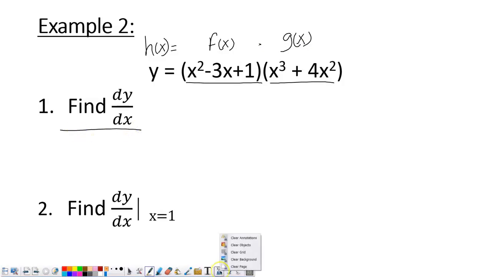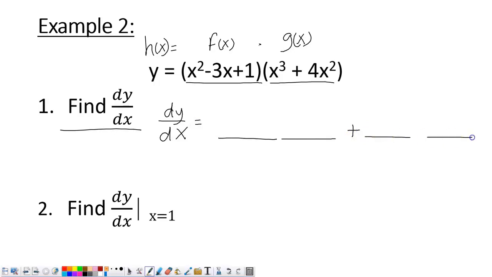Okay? So, here we go. To find dy dx, which is just another way of writing the derivative, we're going to have blank, blank, plus blank, blank, right? A, B, prime the A, prime the B.